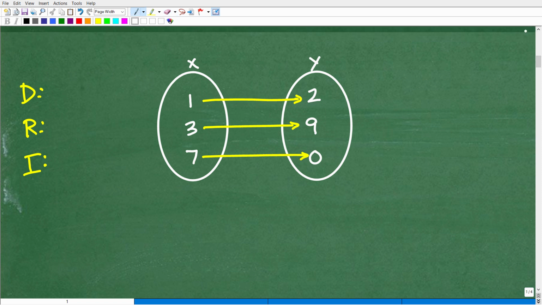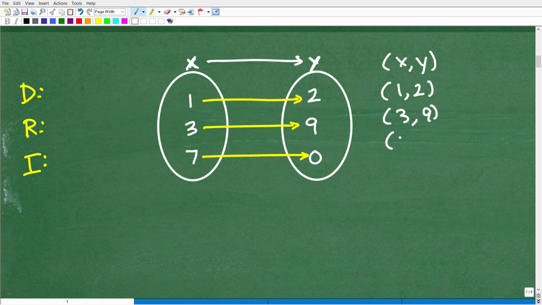Well, a function, basically, there's various ways you can think about it, but here is effectively what's going on. We have x and y, and this x and y represent the x and y points on the xy plane, a point that we can actually plot. So here's x and here's y, and you notice that x is mapping to y. Here 1 maps to 2, which represents the point (1, 2). This 3 maps to 9, which represents the point (3, 9), and of course 7 maps to 0, which represents the point (7, 0) on the xy plane. That's how you interpret a mapping.